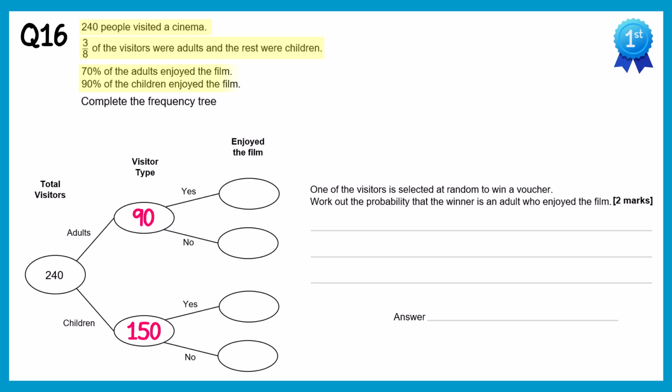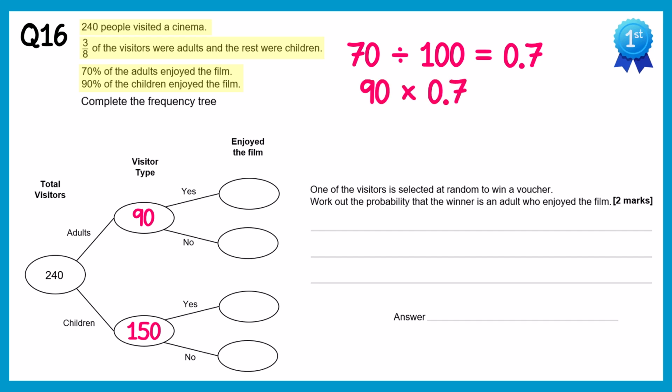And we're told that 70% of the adults did enjoy the film, and so did 90% of the children. So we need to work out 70% of the 90 adults. We can do this by writing 70% as a multiplier. We get this by doing 70 divided by 100, which is 0.7. So if we multiply the 0.7 by 90, we end up with the number of adults who enjoyed the film, which is 63. So let's add this to the frequency tree.